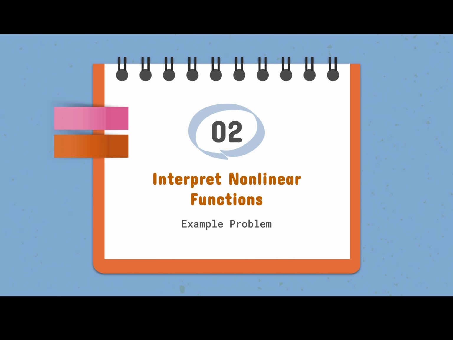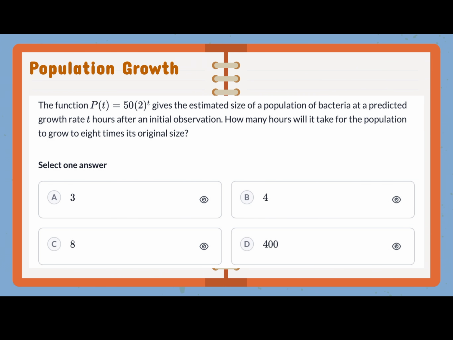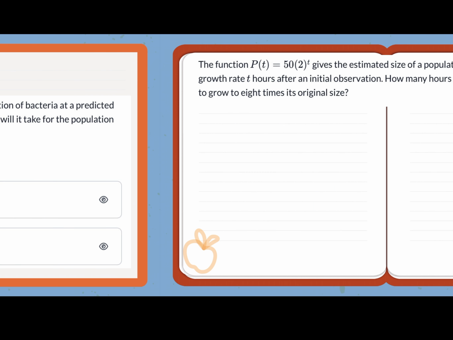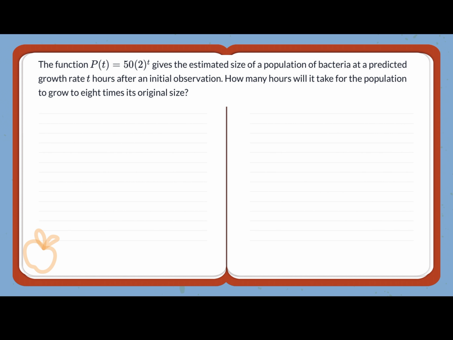Okay, interpret nonlinear functions. So we have this population growth problem where we have p of t equals 50 times 2 to the t, and we want to figure out how many hours it will take for the population to grow 8 times its original size. Now this is another conceptual problem where they're trying to confuse you on how to start, and you have a very wide range of answers. It can be from 400 all the way down to 3. So we have to figure it out.